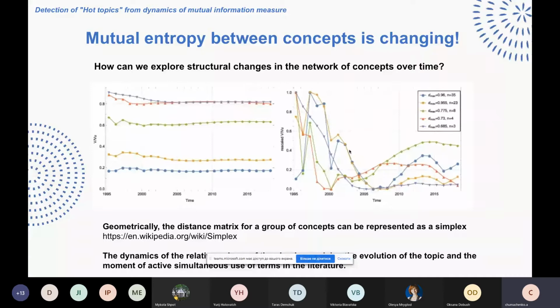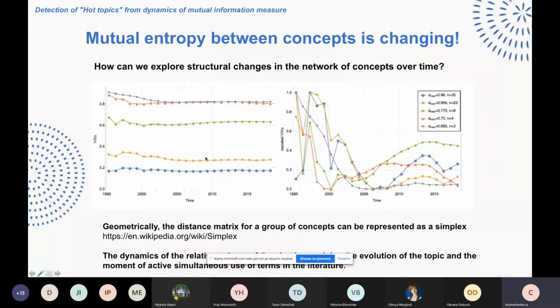So what we did here, we calculated the distance matrix between 35 concepts, which have at most a distance from each other of 0.96, and then calculated the volume of the unitary simplex of 35 dimensions, 36, because it's different. And then we have this deformed simplex. We have V over V unitary, and calculate them over time.